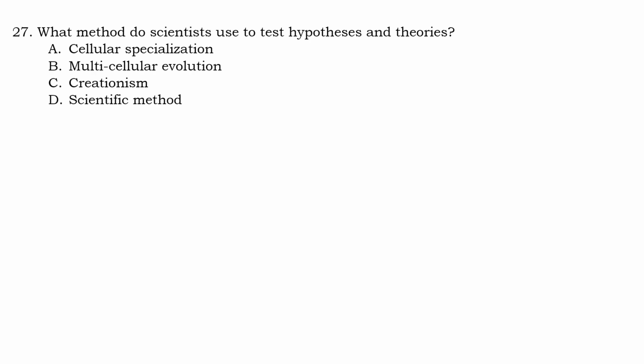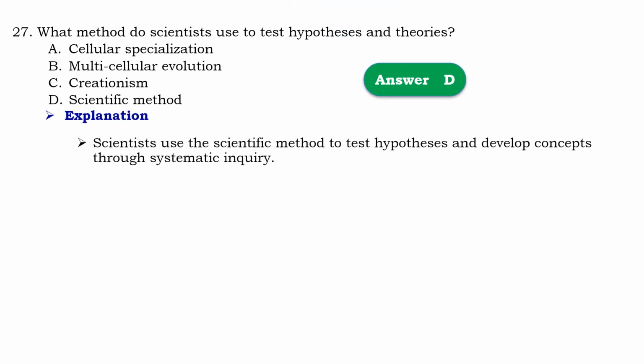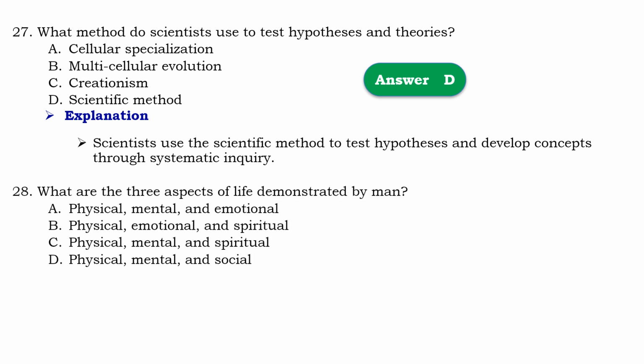Question number 27. What method do scientists use to test hypothesis and theory? Scientists የተለያዩ hypothesis እና theoryዎችን ቴስት ለማድረግ የሚጠቀሙ ሜተድ ምን ይባላል ይላል so that should be the scientific method. Means that scientists use the scientific method to test hypothesis and develop concepts through systematic inquiries.